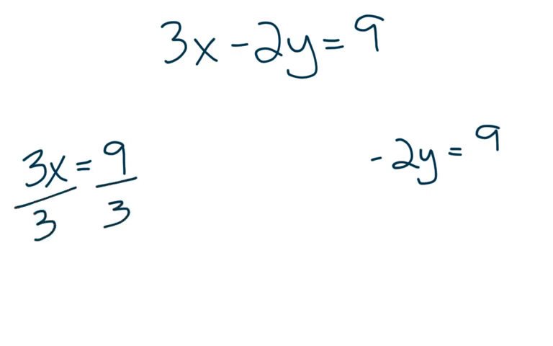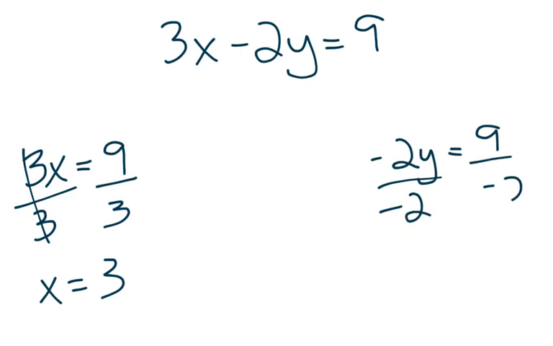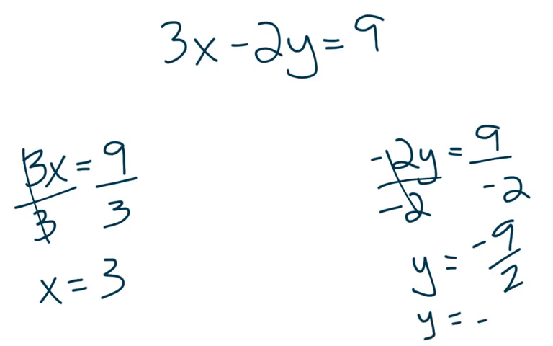Here I'm going to divide by 3, and I'm going to get that x equals 3, because 9 divided by 3 is 3. On this side, I'm going to divide by negative 2, and I get that y is negative 9/2. Well, if you take -9 and divide it by 2, you're going to get 4.5. So I'm going to rewrite it as -4.5. And I'm going to use these two to graph.